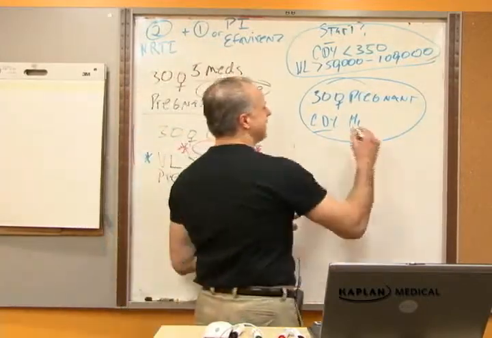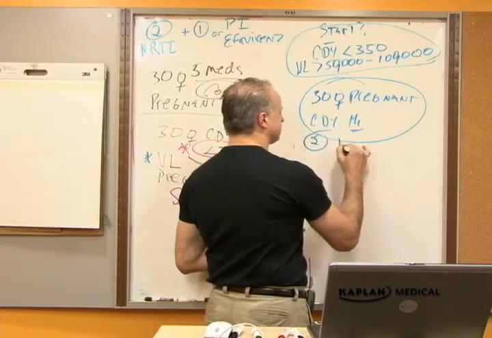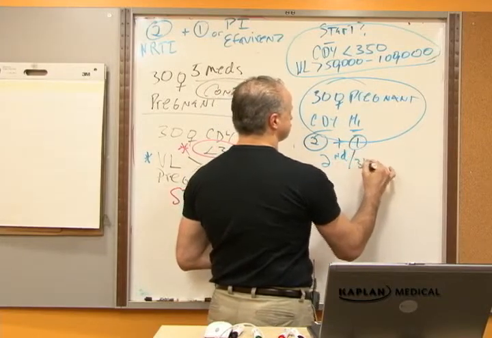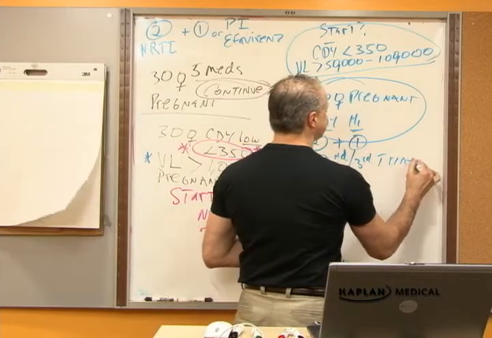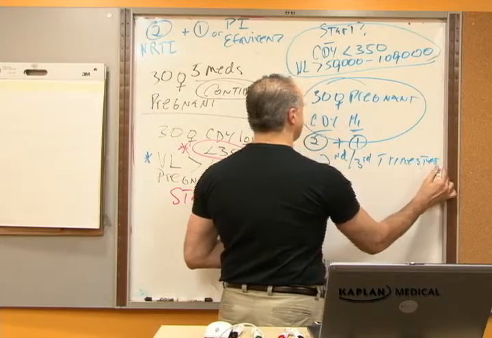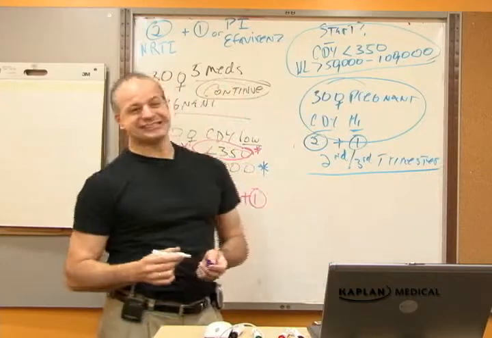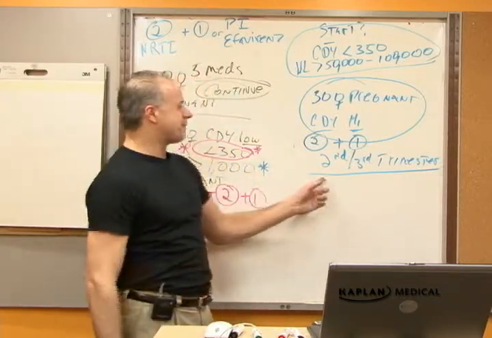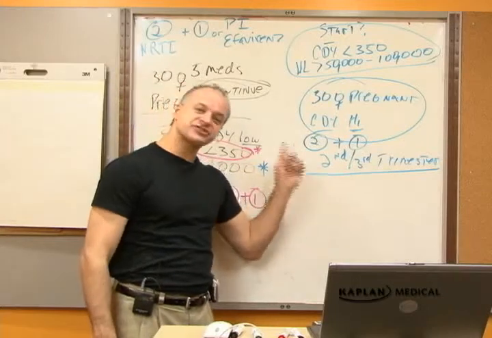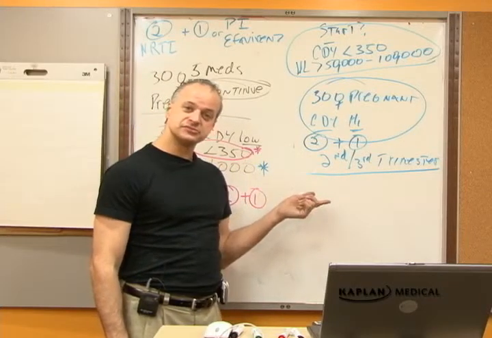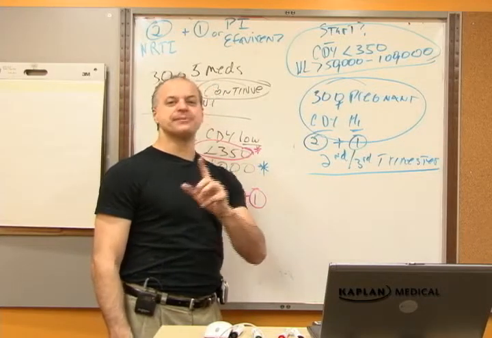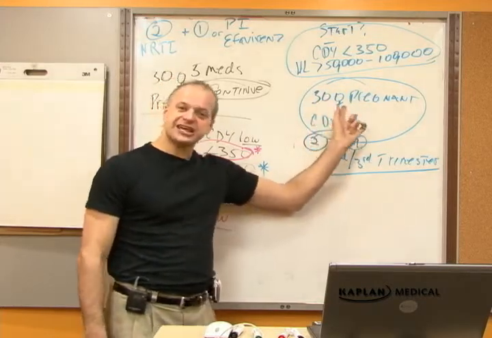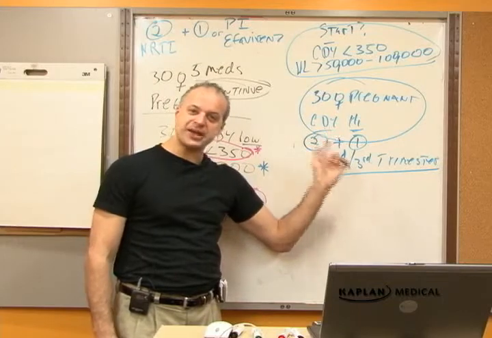This woman gets antiretrovirals just for the 2nd and 3rd trimester, just to prevent transmission. What happens to these things after she delivers? They stop. Why? Because she didn't need them. She's taking them just to protect the baby.